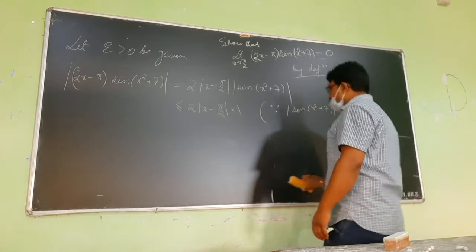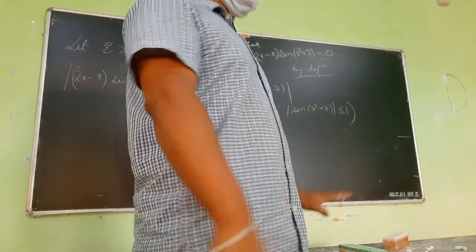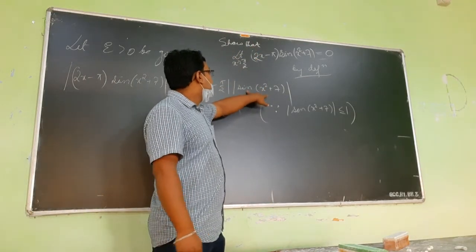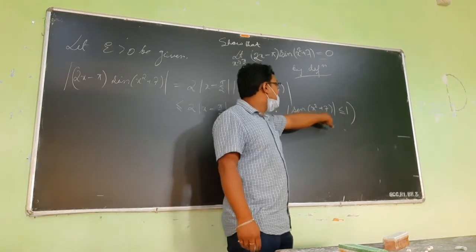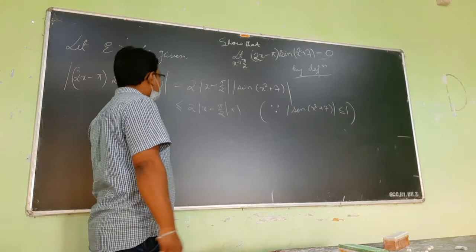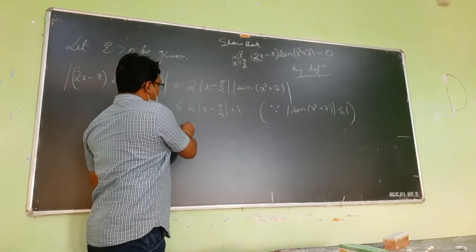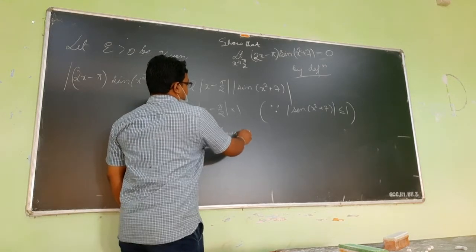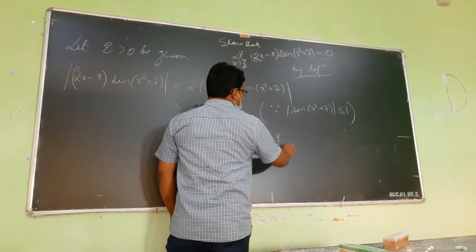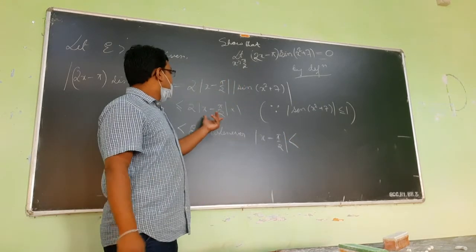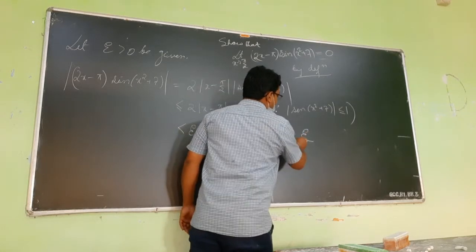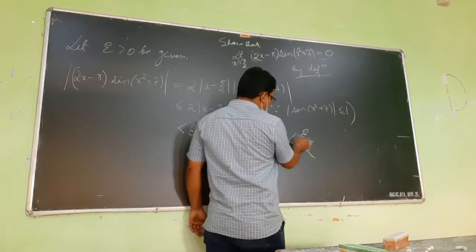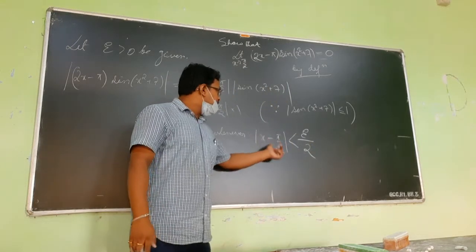So in this particular case we are sure about the bound. In the earlier case we were not sure, because the function was unbounded. Here we are sure that this function is always bounded. Sine of x square plus 7 is always a bounded function. So I can write that this will be less than epsilon whenever mod of x minus pi by 2 is less than epsilon by 2. Whenever this is less than epsilon by 2, 2 into this will be less than epsilon.